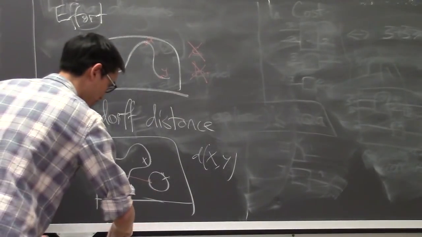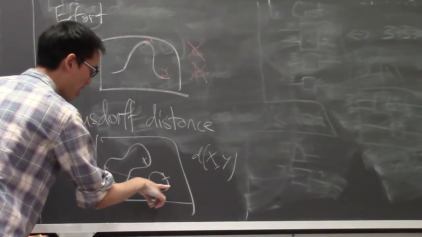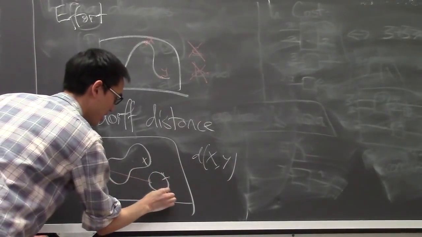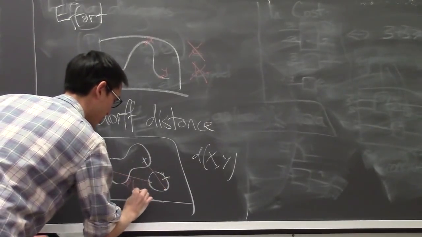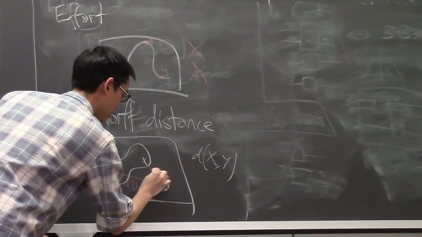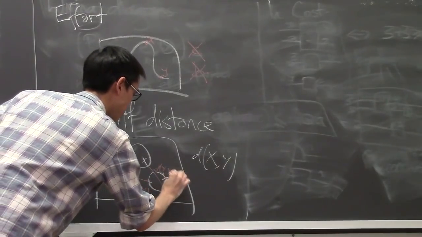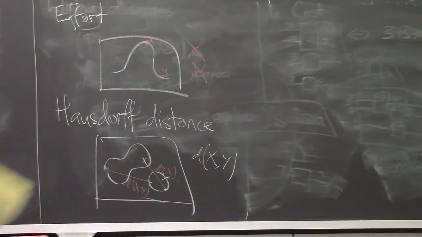Which is not symmetric, because if I'm in y, what's the furthest point I can be from x? That's something like here. So this is the distance from x to y, and this is the distance from y to x. So it's a very important mathematical example of a metric-like structure that is not a metric in the usual sense. Although classically, Hausdorff distance is symmetrized. But there is no need to. We can handle that.